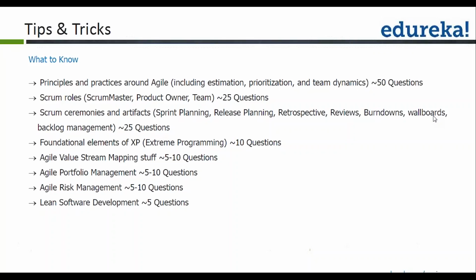Agile value stream mapping, you get approximately between 5 to 10 questions. In portfolio management, you get again about 5 to 10 questions. And the same for risk management, again 5 to 10 questions. And lean software development, you get approximately 5 questions. So these are some of the tips and tricks from an exam perspective.